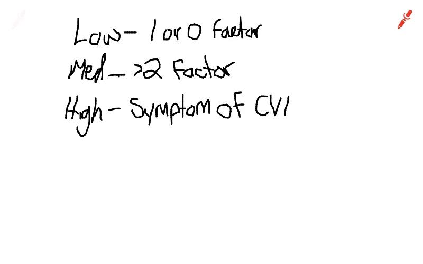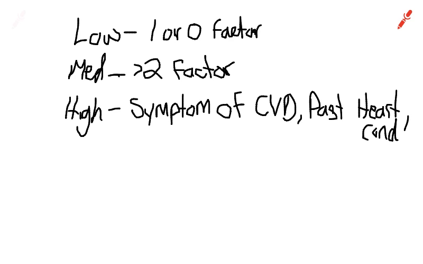I'll go coronary cardiovascular disease. You have a symptom of cardiovascular disease, or you've had a past heart condition. So you've had a heart attack at some point in your life, or if you have asthma, that puts you on a high risk. So if you have asthma, unfortunately, you're on high risk. But that doesn't mean, of course, you have a heart attack. That just means you need to have a physical or whatever.